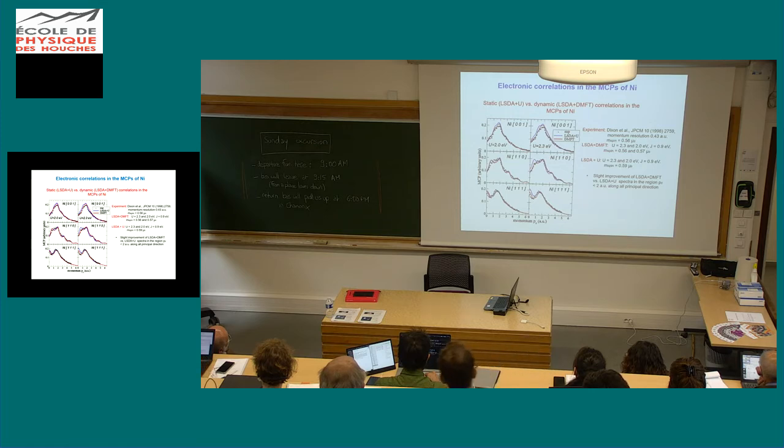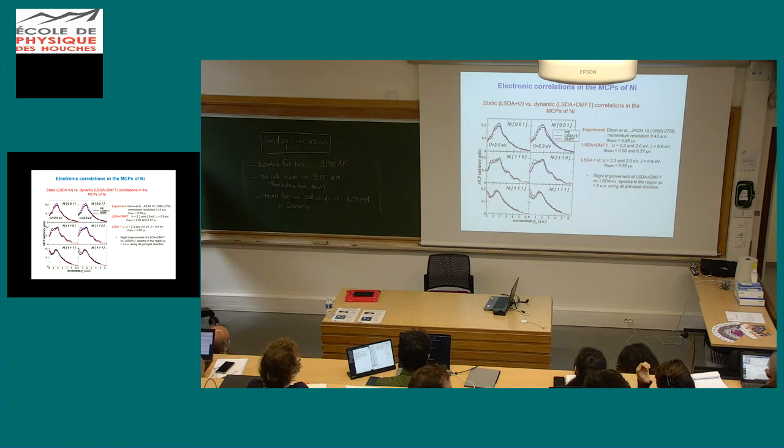We see that if this U value is 2.0, one gets a not too big difference between the treatment of the electron correlation statically or dynamically. But this changes if this Hubbard parameter changes, and in this case the LSDA plus DMFT improved the agreement, while the LSDA plus U worsened the agreement.